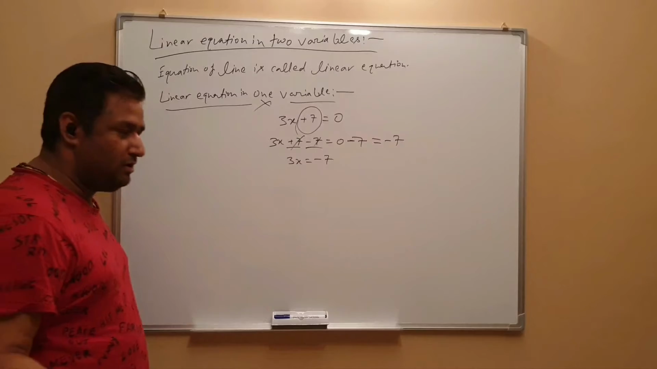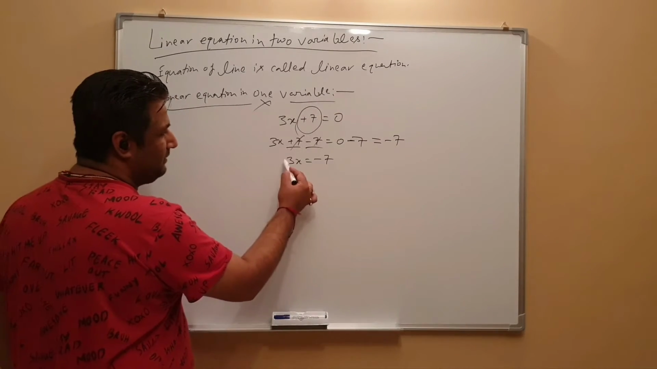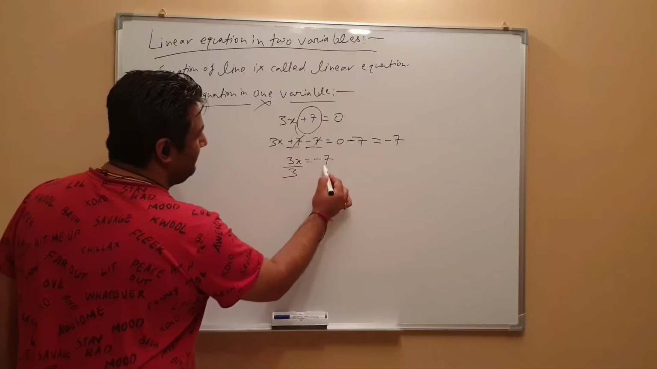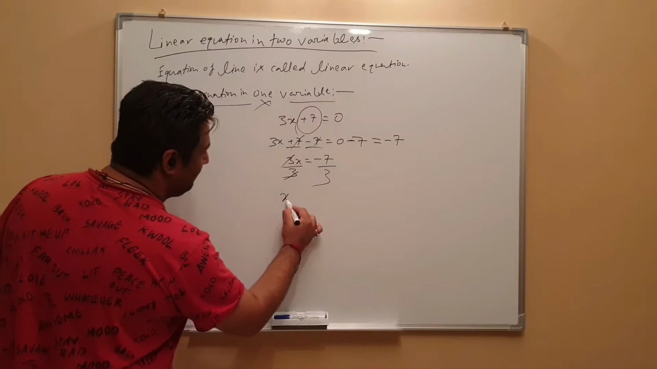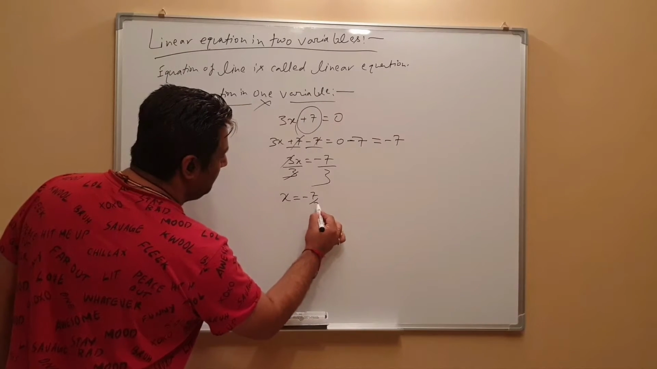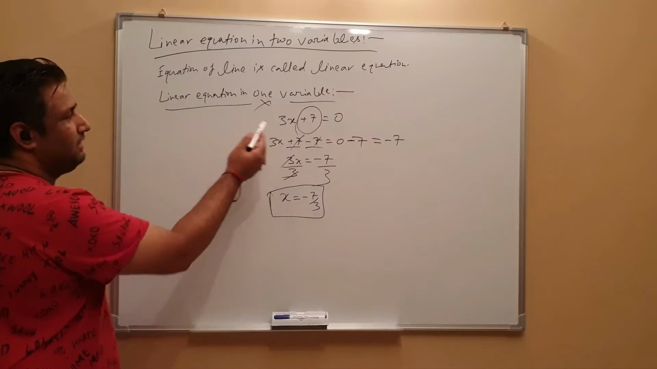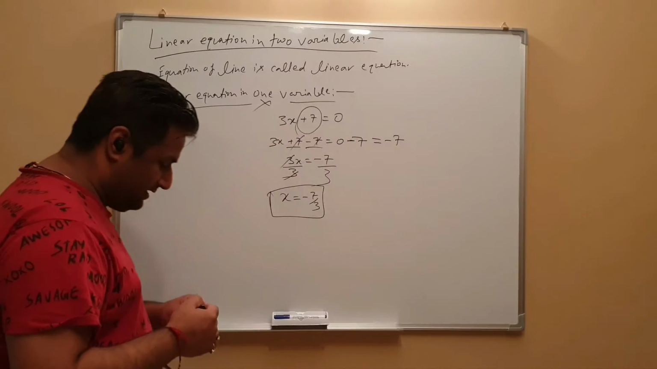Now as I have told you before, we have to find out the value of x. So that means we have to eliminate this 3 also from here. So for that we will divide this equation by 3 on both sides. So this 3 will get eliminated. Now you will get x is equal to negative 7 over 3. So that is going to be the solution for this particular given linear equation in one variable. Okay. So that is what it is.